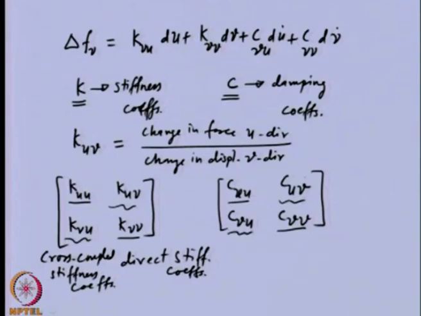So, in this particular case, if we want to define C_vv, this is the change in the force in the v direction due to change in the velocity in the v direction. And C_uv is the change in the force in the u direction due to change in the velocity in the v direction. Generally, these stiffness and damping coefficients which I defined for a fluid film bearing are 8 in number, 4 for stiffness and 4 for damping.